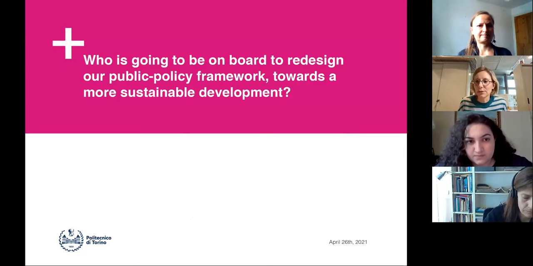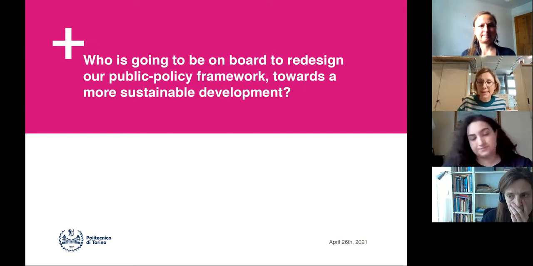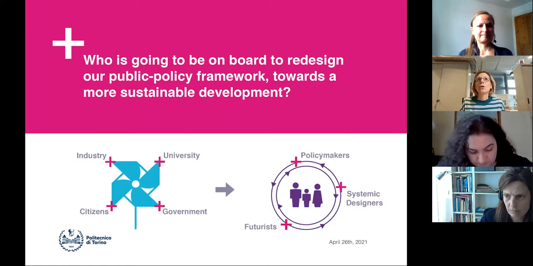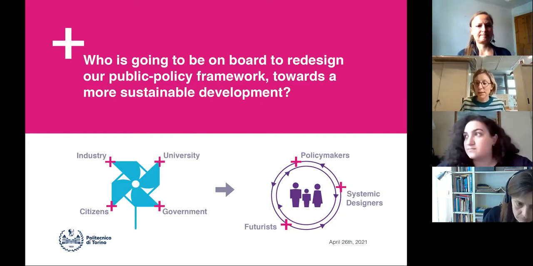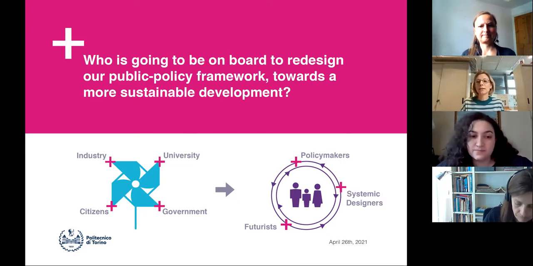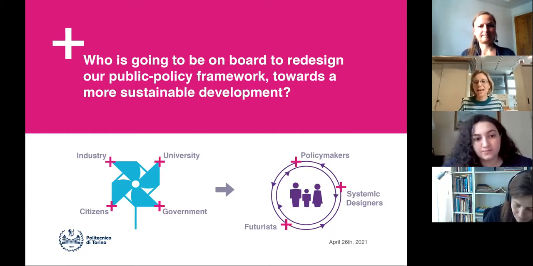Who are the people that can redesign our future in that sense? Thinking mainly about the public policy that we can also address for a more sustainable development, for sure the quadruple helix is fundamental in this process. Not only the researchers and the university can have a crucial role, but we also need the support of the government, that should act in a very new or innovative way in comparison with the past, let me say with a disruptive approach.